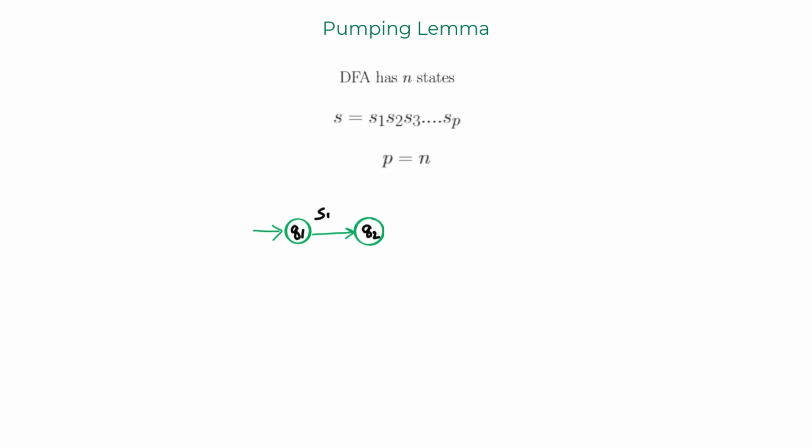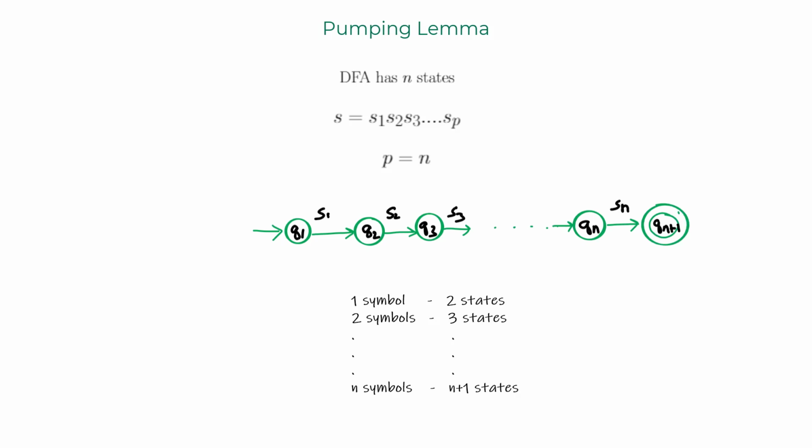For a symbol S1, the DFA transitions from Q1 to Q2. So after reading one symbol, the DFA traversed 2 states. After reading the second symbol S2, the DFA traverses 3 states. Hence, after reading the full string, with the length p equal to n, the DFA would have traversed n plus 1 states. But there are only n states in the DFA. Hence, one of the states should have repeated itself in this chain of transitions.